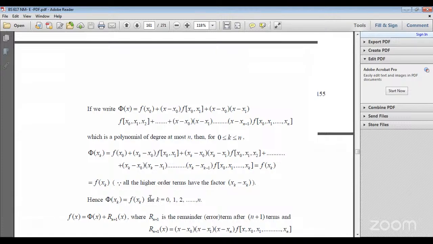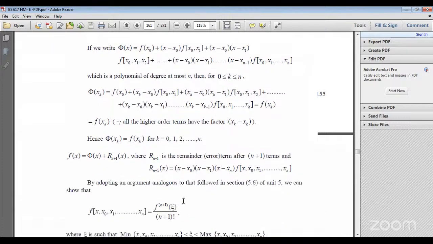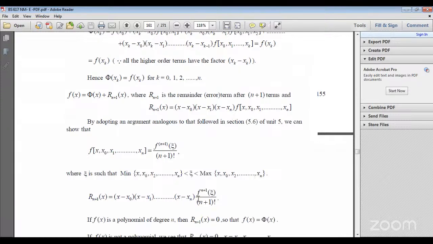We are taking here phi of xk equal to f of x0 plus (xk minus x0) f of x0, x1 plus (xk minus x0)(xk minus x1) f of x0, x1, x2, and so on, up to (xk minus x0)(xk minus x1) and so on (xk minus xk minus 1) f of x0, x1, and so on, xk, that is f of xk. For all the higher order terms in the factor we are taking here, xk minus xk is zero, hence phi of xk equals f of xk for k equal to 0, 1, 2, up to n. So f of x is equal to phi of x.